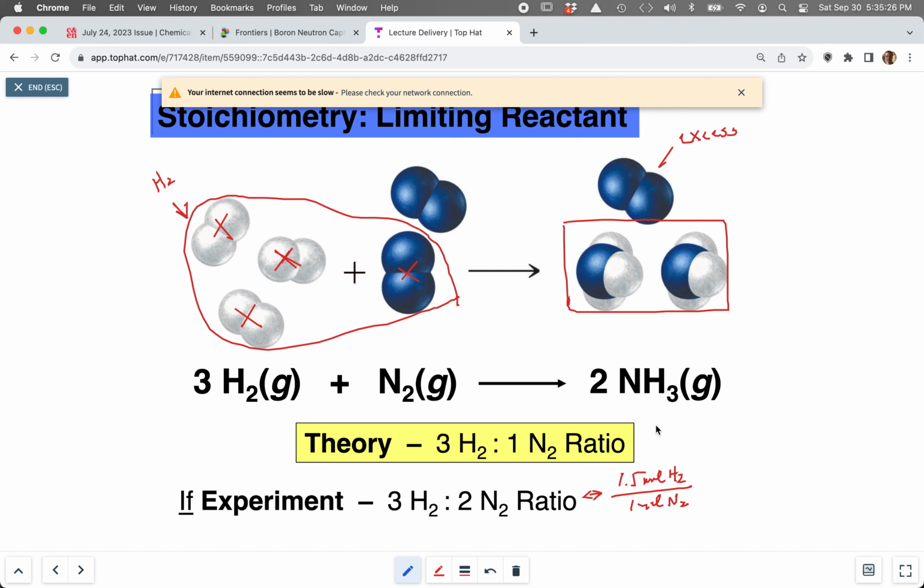Again, this is telling us in our theory we need 3 moles of hydrogen to react with every mole of nitrogen. And now we see here that, well, to remove a mole of nitrogen, we only have 1.5 moles of hydrogen. We need 3. So this is the limiting reactant. The nitrogen is in excess.